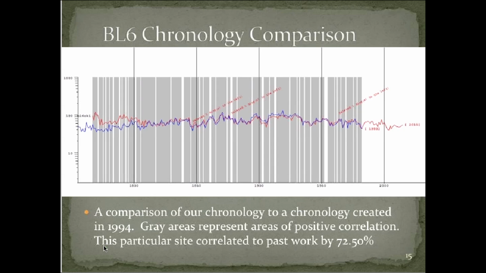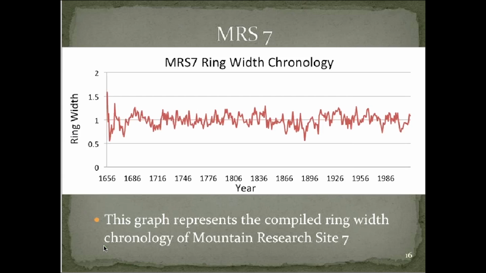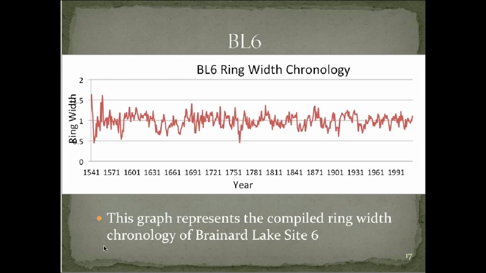And then this is for our second site. It also corresponds pretty well. So this is a standalone tree ring chronology. On the y-axis, we have the width of the tree, and on the x-axis, we have changes in time. This is for our second site. I'll explain these a little more later.